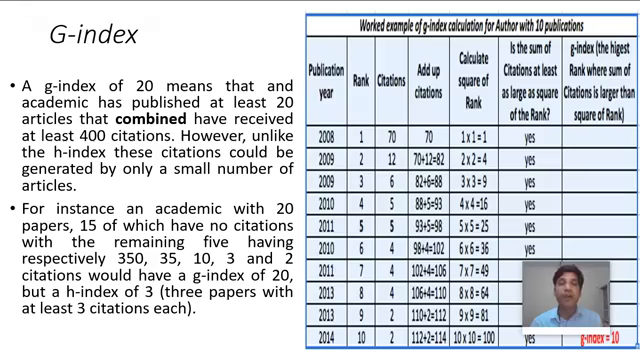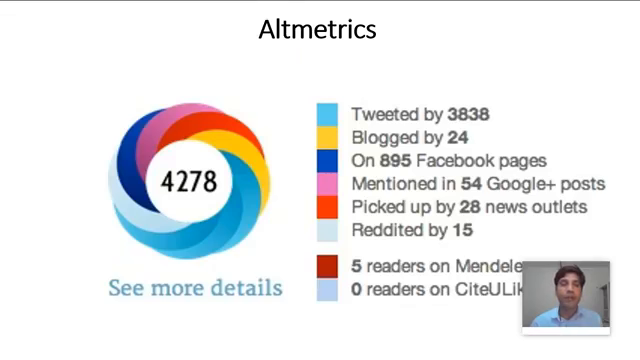Even in this PPT, I have captured the calculation in this slide. You have to arrange all the articles published by an author according to the total number of citations, with the highest cited paper first. So here you can see how the G index is calculated.